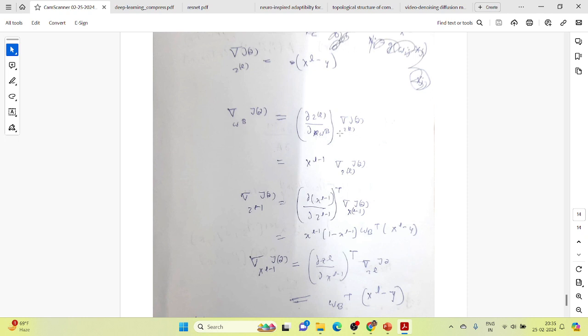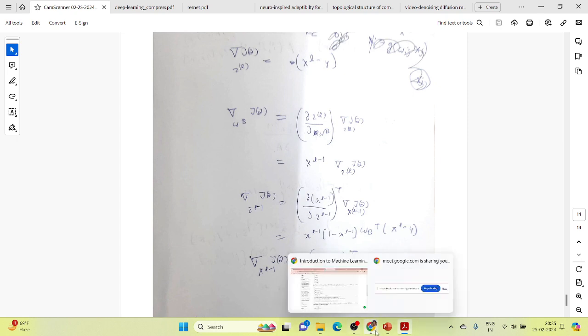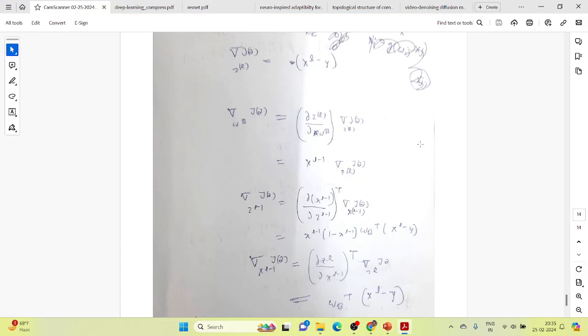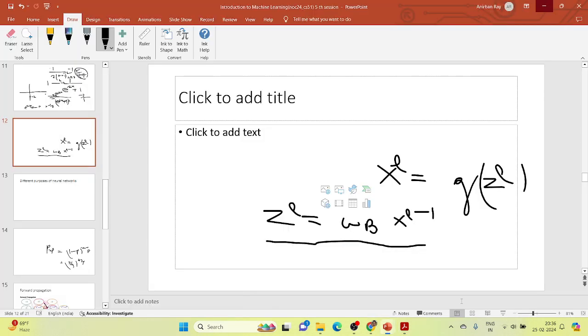I have taken the derivative with respect to ZL, as you can see here, and then I need to take the derivative of ZL with respect to WB. That is the chain rule. ZL I've kept like that, which I already know here, and I have put the value of this derivative as XL minus 1. The derivative of ZL with respect to WB is XL minus 1.